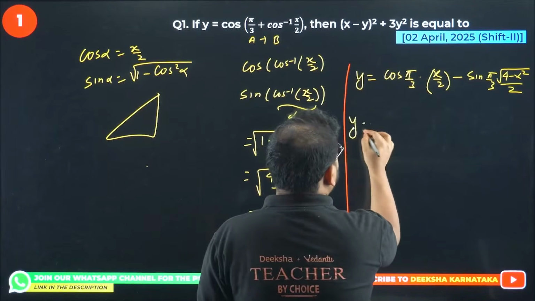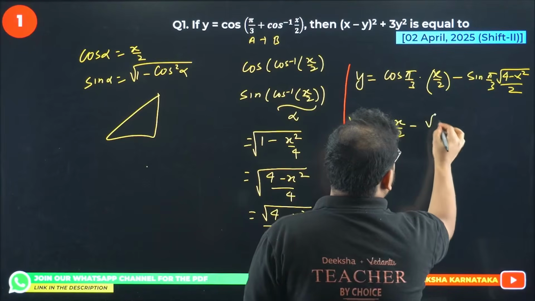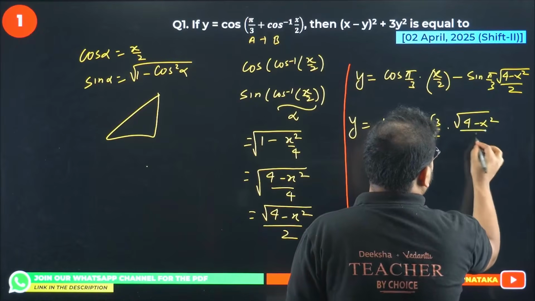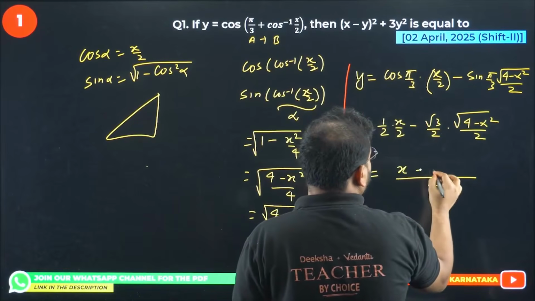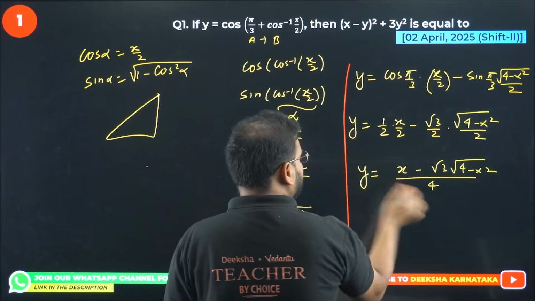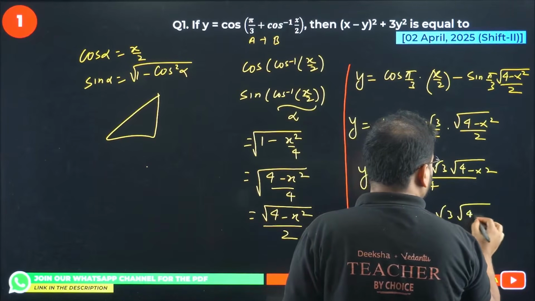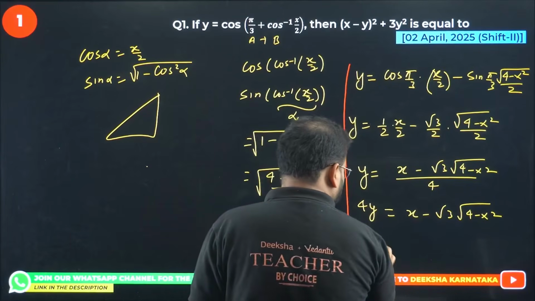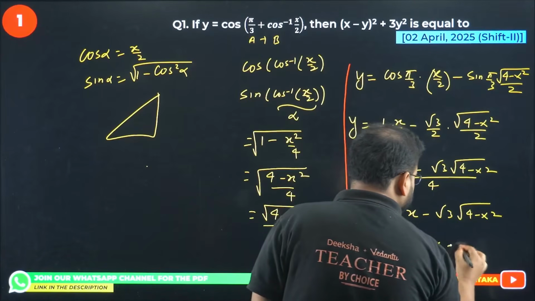Okay. Y equals cos pi by 3 is what? 1 by 2. This is x by 2 minus sin pi by 3 is root 3 by 2. And we have in the root 4 minus x square by 2. I think the LCM is clearly there. 4. Okay. I get x over here. I get root 3 root 4 minus x square. Cross multiply. I get 4y equals x minus root 3 root 4 minus x square. Okay. Bring the root term on this side and the 4y on that side. So I have here root 3 root 4 minus x square and x minus 4y.